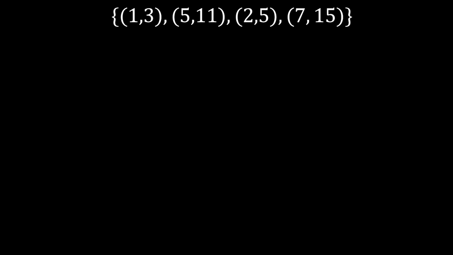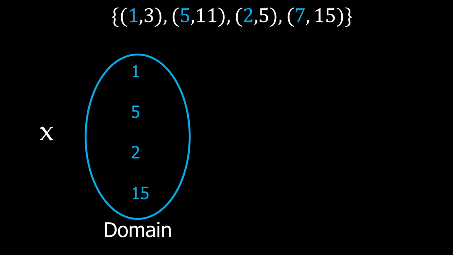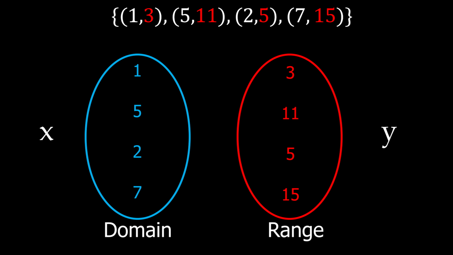Let's try to think of these ordered pairs in another way. Let's put all the x's from our ordered pair into a group and call it the domain. Then let's take all the y's from our ordered pairs and put that into another group and call it the range.